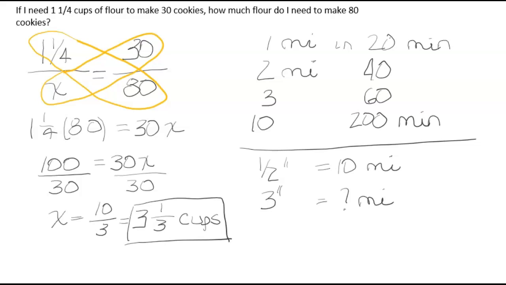You might have kids that say, okay, maybe we're even counting on our fingers how many half inches are in 3 inches. We'll come up with 6. So that's 6 groups of 10 miles, which is 60. Maybe, if you're lucky, you'll have somebody that says, well, I don't really like half an inch as a measurement. If half an inch is 10 miles, that means 1 inch is 20, which means 3 inches is 60 miles in real life.